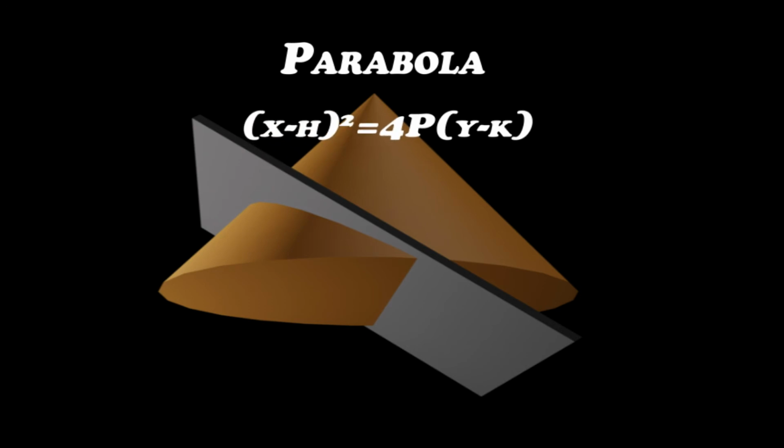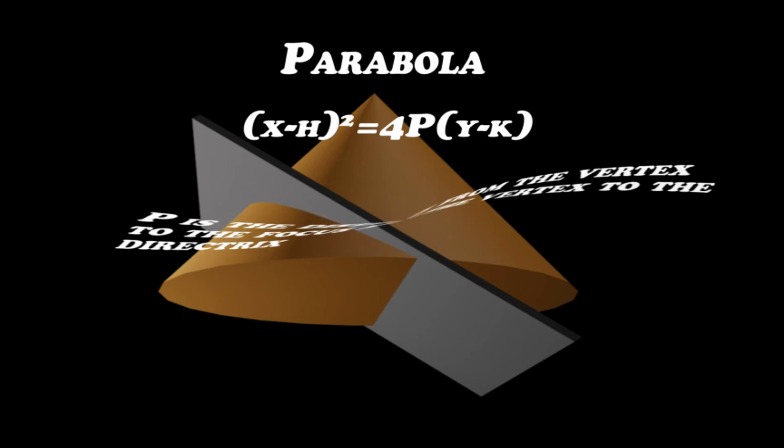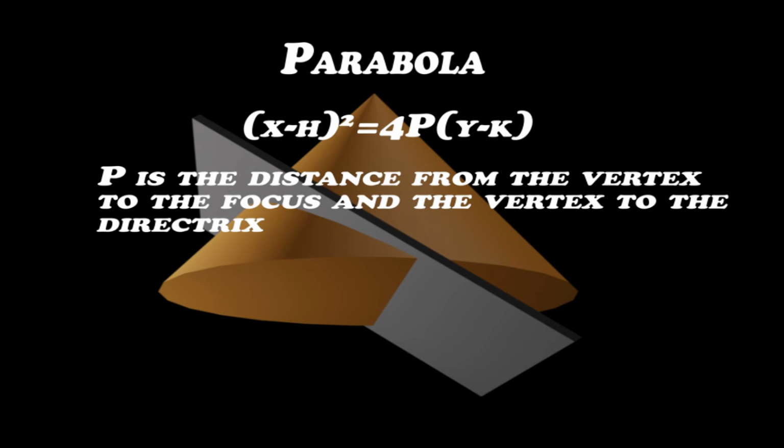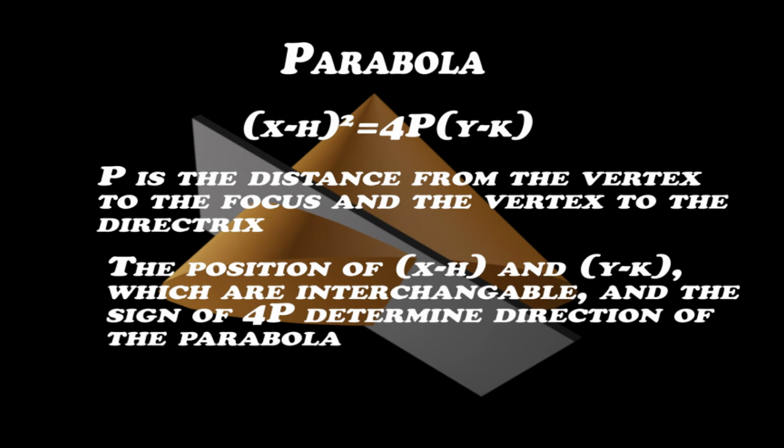The conic form of a parabola is (x − h)² = 4p(y − k), where h and k are the coordinates of the vertex. P is the distance from the vertex to the focus and from the vertex to the directrix. The position of the x − h and the y − k, which are interchangeable, and the sign of 4p determine the direction of the parabola. And the eccentricity of the parabola is equal to 1.